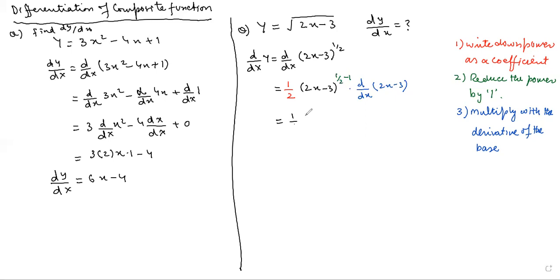Now 1 over 2, 2x minus 3 power minus 1 over 2. We will use calculator to find out 1 over 2 minus 1. And the derivative of 2x minus 3 is 2. We will cancel out 2 with 2. And the final answer is 1 over under root 2x minus 3. Now I will elaborate this with the help of more examples.